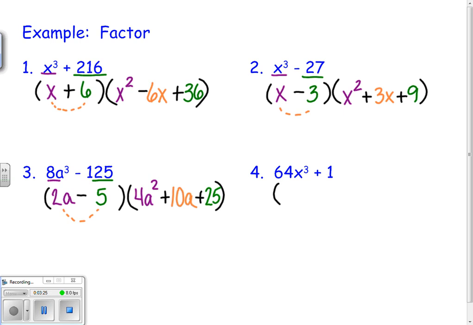Last one together. 2 by 3. Copy the sign, turn it a little opposite, always end positive. The cube root of 64x cubed is 4x. And if I square 4 and an x, I get 16x squared. The cube root of 1 is 1, and if I square it, I get 1. The product of 4x and 1 is 4x and goes in the middle.